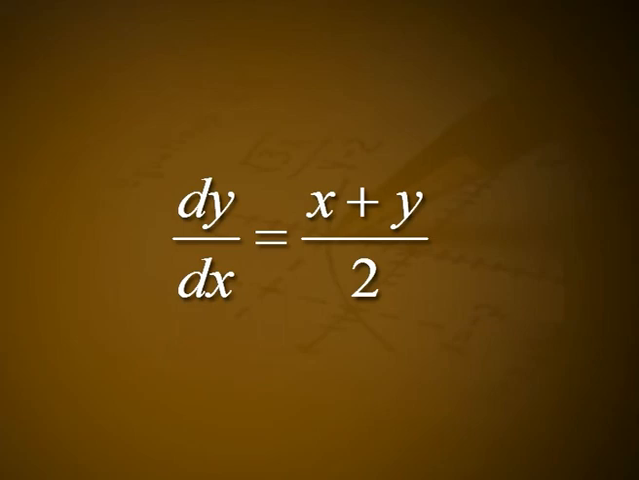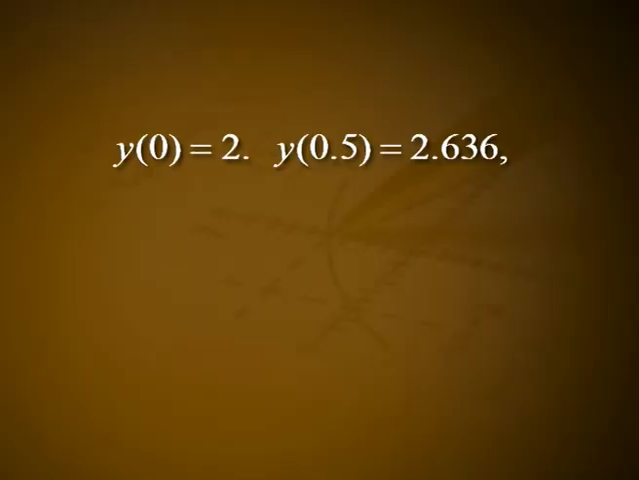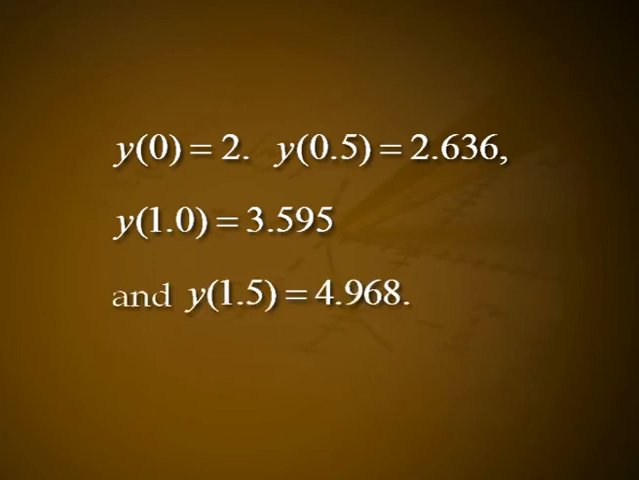1.5557. Problem. Find, using Milne's predictor corrector method, y at 2.0 if y of x is the solution of dy by dx equal to x plus y by 2, assuming y at 0 equal to 2, y at 0.5 equal to 2.636, y at 1.0 equal to 3.595 and y at 1.5 equal to 4.968.